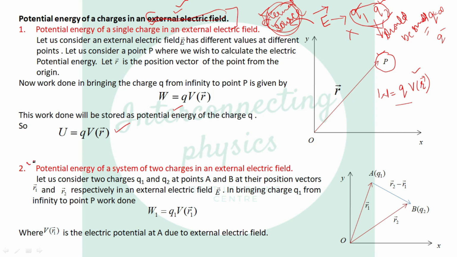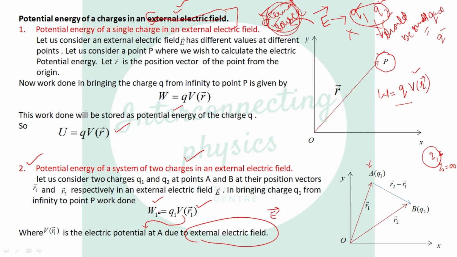Okay. Now the potential energy of a system of 2 point charges. Suppose we have A and B. We assume that Q1 and Q2 are at infinity. So let us bring Q1 charge from infinity to a point A. So work done will be W1 equals Q1 into V(R1). What is V(R1) here? It is the electric potential at A due to some external electric field, the external electric field which we are given with. This time work done will not be 0 because Q1 charge is coming in the field of some potential of some external source charge.